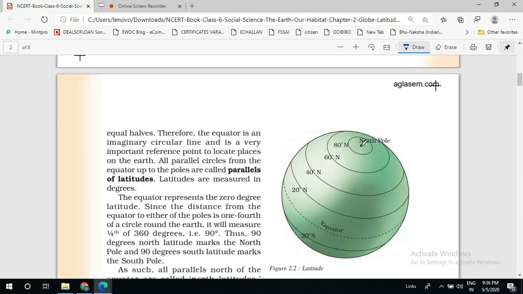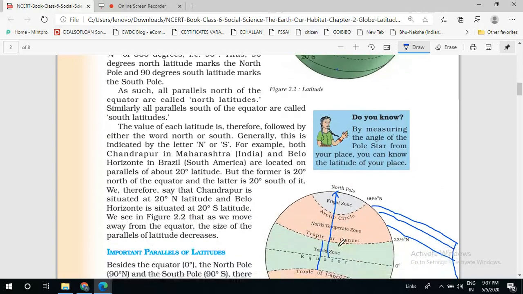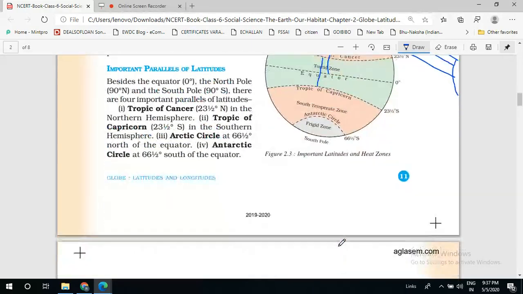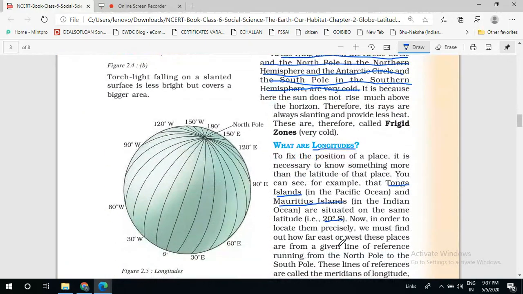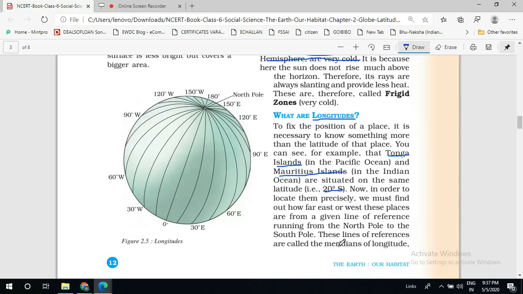There must be something which can tell us how far east or west Tonga and Mauritius are situated from a line of reference which is running from north to south. So, knowing latitude is only half the knowledge. We cannot locate any place by knowing the latitudes only. We need to know something else, and that is longitudes.